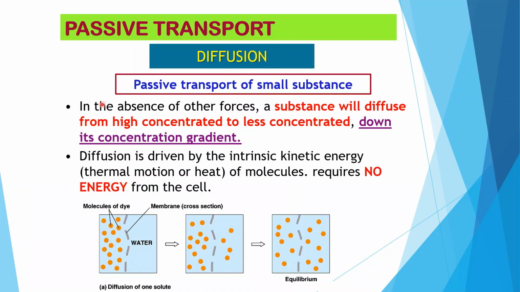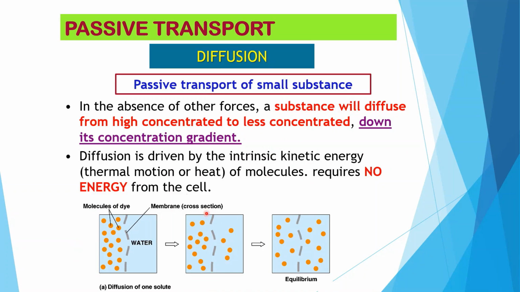Next is diffusion. Diffusion is one of the passive transports in which a substance diffuses from the high concentration region to the low concentration region, down its concentration gradient. The molecules or substances use their own kinetic energy. They do not require energy from the cell.